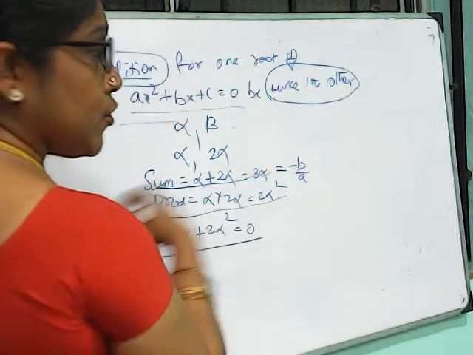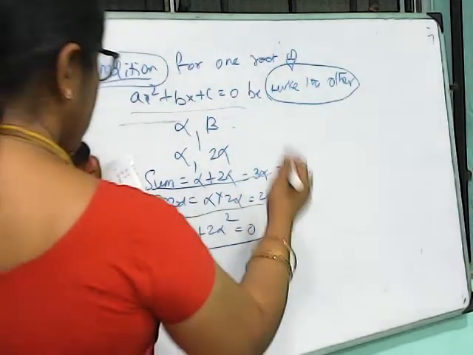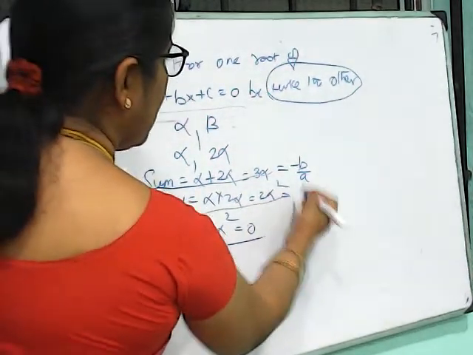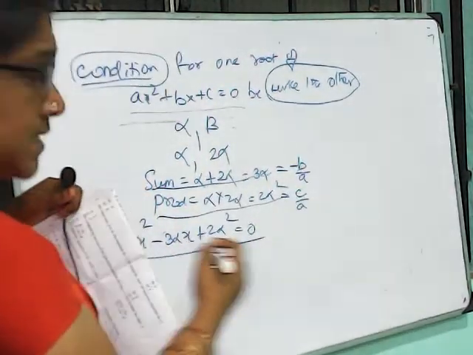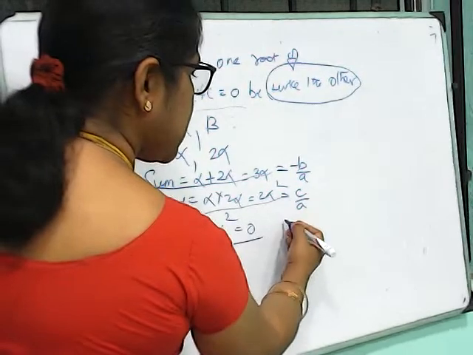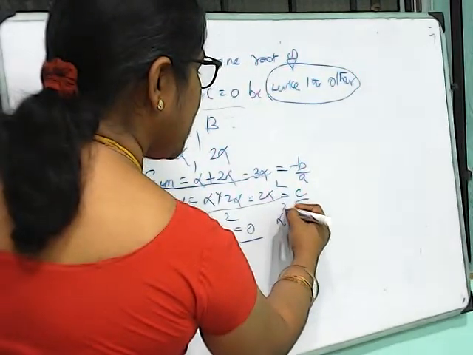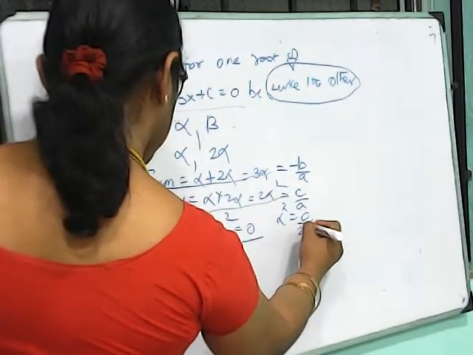Now product என்ன? 2 alpha square. அப்போ what is 2 alpha square இங்க? 2. இங்க வந்து product என்ன? C by A. Yes. Appo 2 alpha square is C by A. Appo what will be alpha? Alpha square is equal to C by 2A.